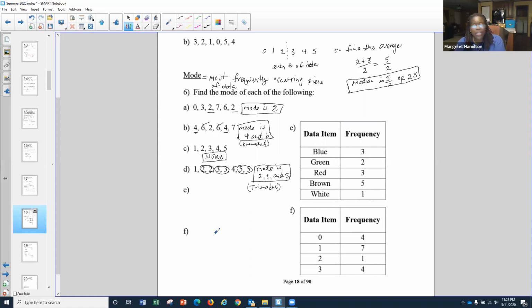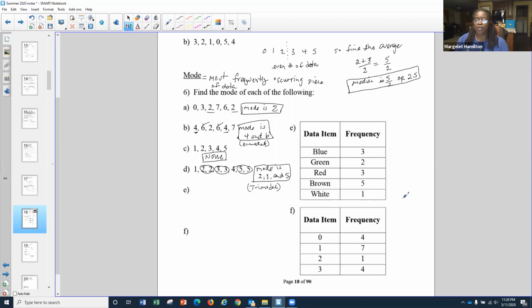All right, so E is corresponding to this frequency table that they give us up here. So we have our data items. You notice that they are colors, and here's the frequency for which they appear. All right, so tell me what you think the mode is for this frequency table. Remember, mode is the most frequently occurring piece of data.